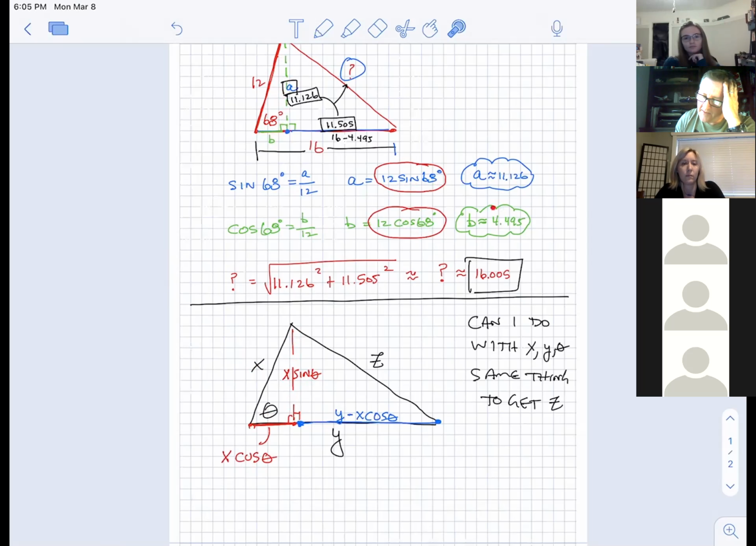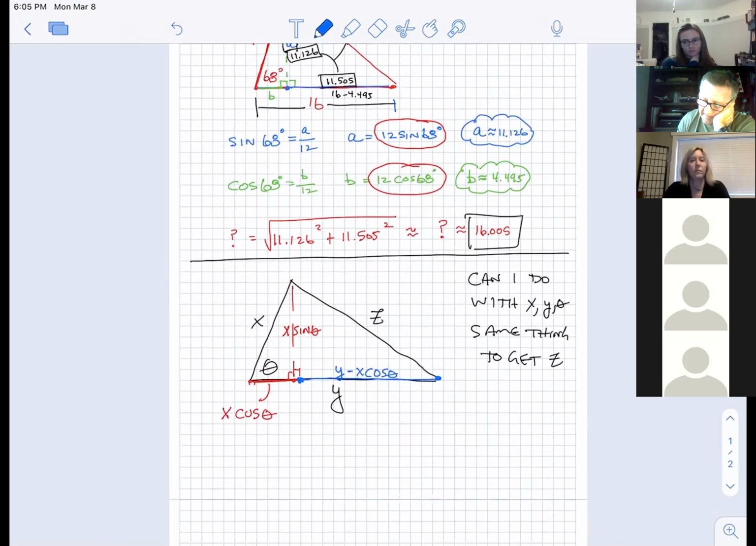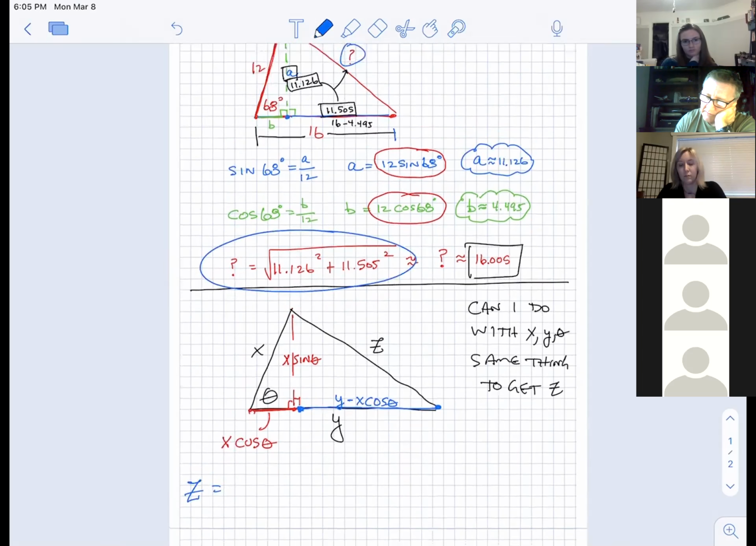And once we found out that distance was 4.495, we said, cool, then that means this distance would be 16 minus 4.495, and that'd be this length. So this would be not 16, but y minus that length right there, which is x cosine of theta. So I have those two lengths. And so then to finish this, didn't I say that z, and I'm just rewriting what we said right here, z would be equal to those two numbers, 11.126 and 11.505, squared and added together and square rooted.